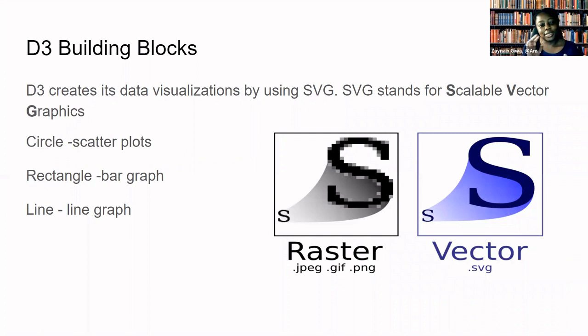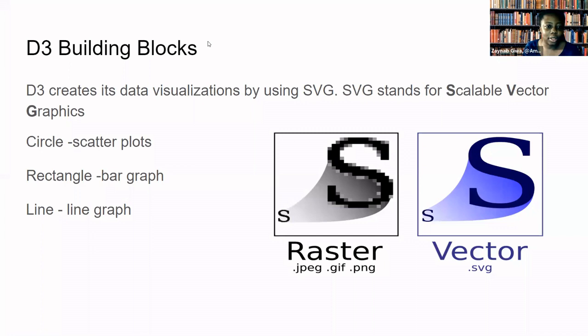You can take that philosophy into D3. D3 creates data visualizations by using SVG, which stands for scalable vector graphics. The thing with vector graphics, like if you use JPEGs or GIFs, is that if you increase or decrease the size of a regular raster graphic, it can get pixelated, but vector graphics are usually crisp and clean.